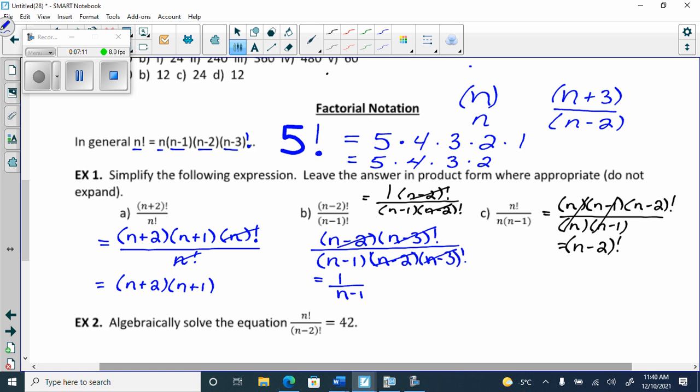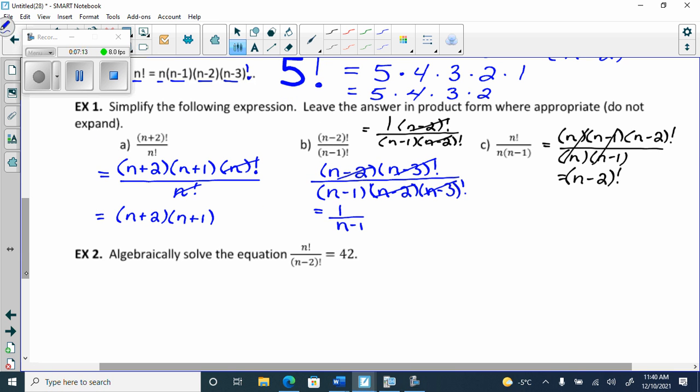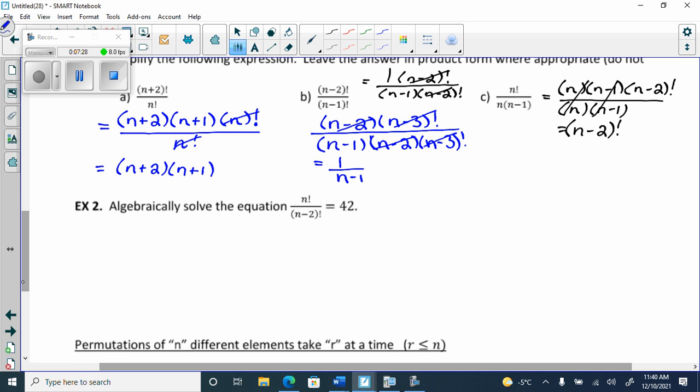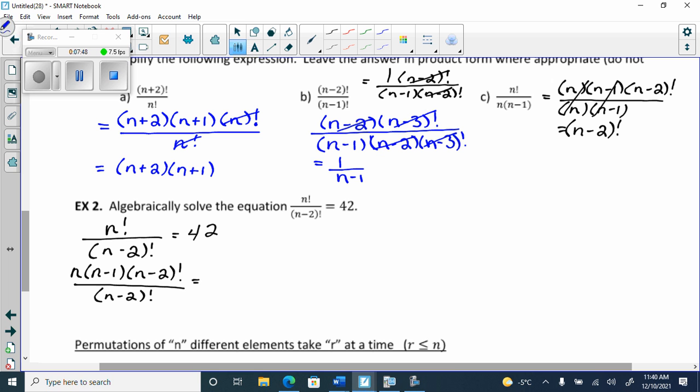Okay, example 2. Example 2 is different than example 1 in the fact that it has equal to a number. Do you see that? But we're still going to treat the left side just like we did above. Okay? So which one is bigger? N. So I'm going to expand this one out. I'm going to rewrite it. I'm going to expand the n factorial out. I'm going to go n minus 1, n minus 2 factorial over n minus 2 factorial equals 42. And then those cancel. Do you see that?